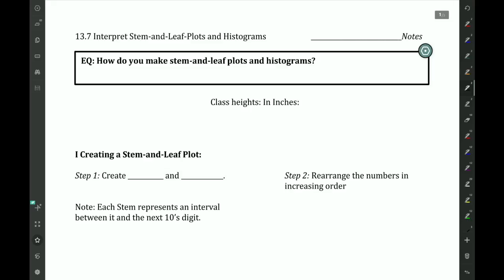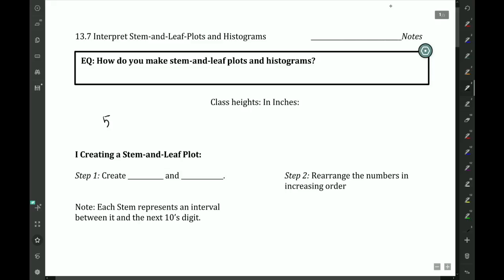So let's say, hypothetically, I have a class, and we have some heights here. Let's say someone is 50 inches tall. We'll say we have some other ones, 48 inches. Those are pretty short. 57 inches. Let's go with 67 inches. 68. 72. 70. 59. And 65. Okay, I have all those heights in my class, just a small class.